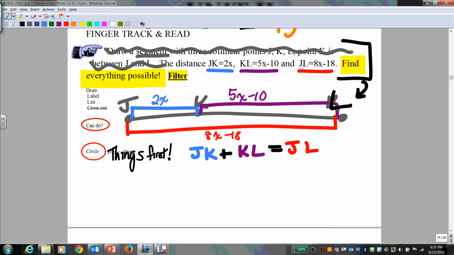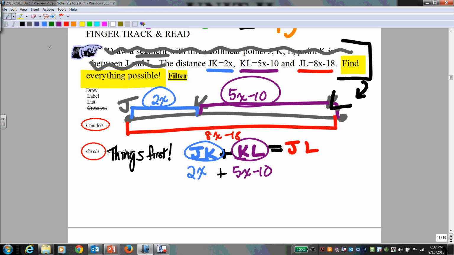Ready? Circle, plug, chug. Circle JK. Circle this. Plug it in. All right, so it says find what you can find. I think it's pretty easy. Let's go ahead and solve for x.